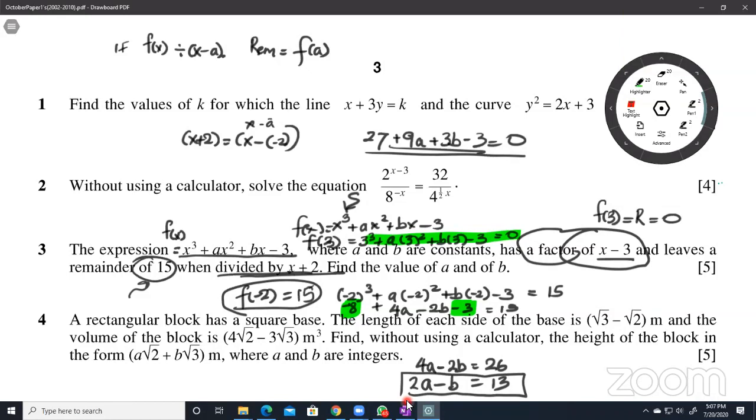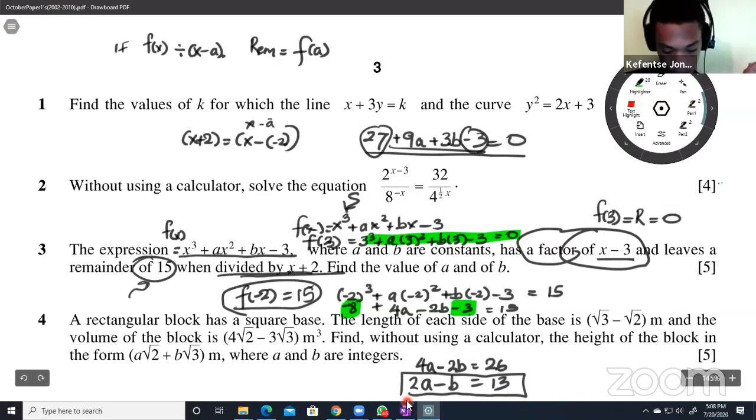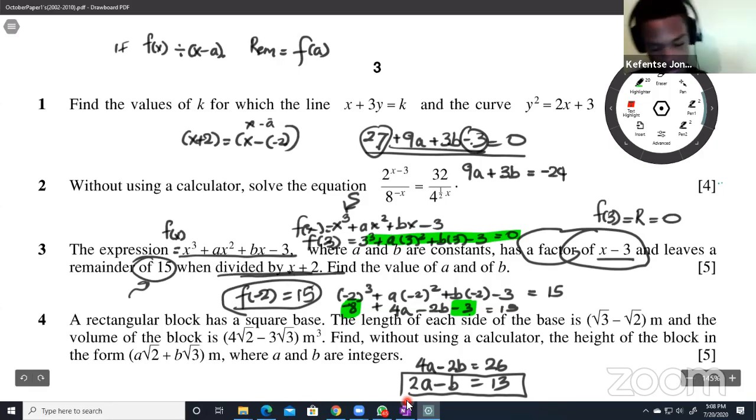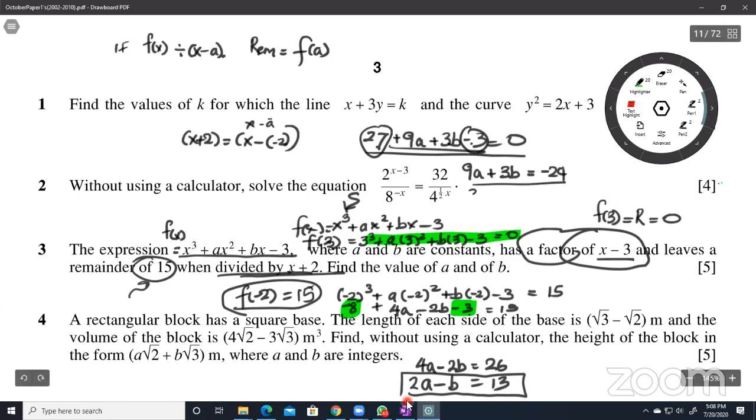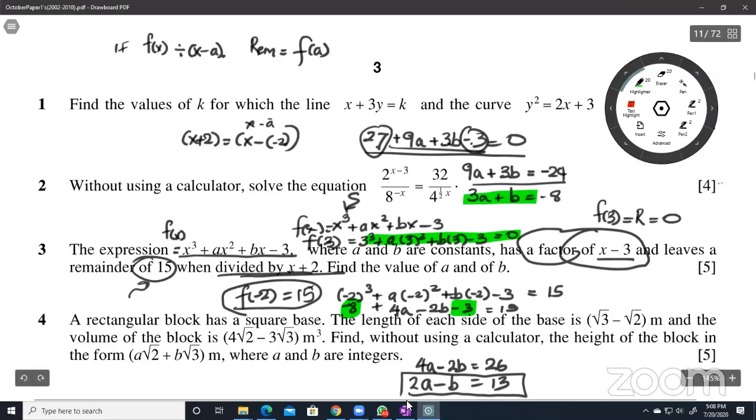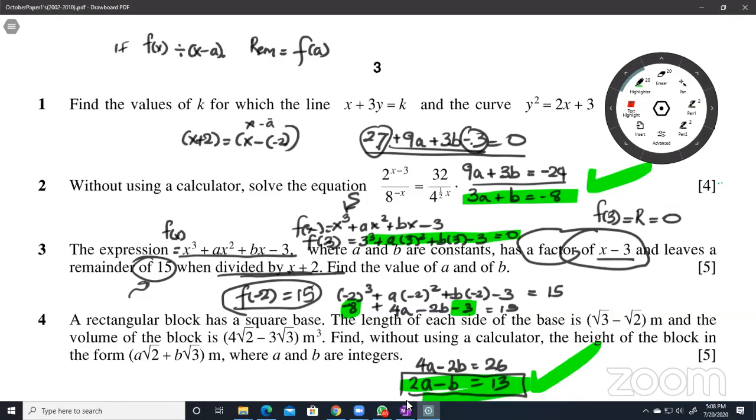Right, and your first equation would have been, like you have 27 and minus 3 here. 27 minus 3 is 24. So that'd be 9a plus 3b is equal to minus 24. And if you divide that by 3, you'd have gotten 3a plus b is equal to minus 8. Make sense? Yes, sir. And you solve these two equations simultaneously, and you get your answer. So if I just solve these two equations simultaneously, what will you do with them? Subtract them or add them?